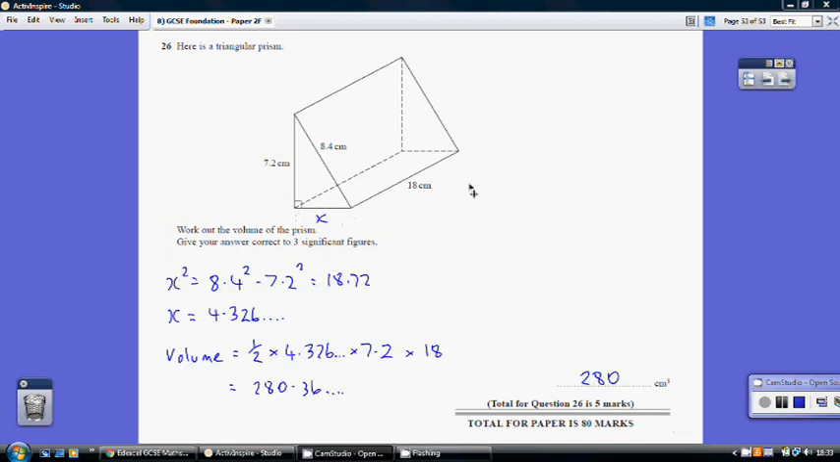And we can say, if we call this base x, that x squared equals 8.4 squared, take away 7.2 squared. So x squared is 18.72, so our base x is 4.326... So the volume of the prism is going to be half times base times height times the depth of the prism. So half times 4.326... times 7.2 times 18, which is 280.36... So to three significant figures, that's 280 centimeters cubed.